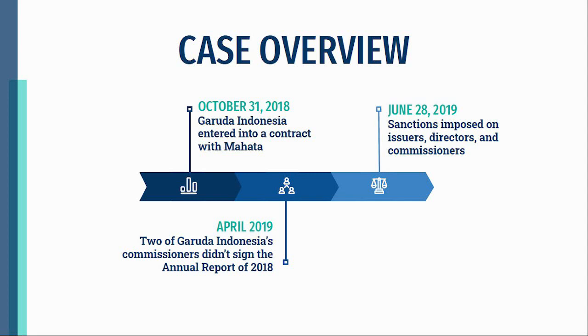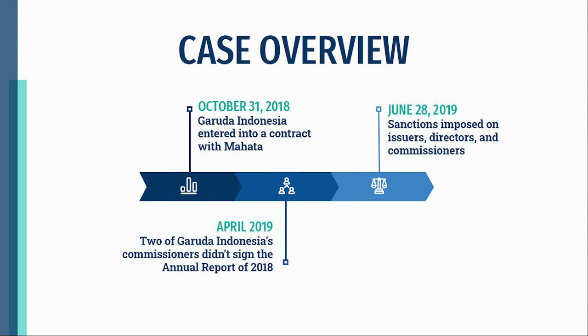And then in April 2019, the problem arose as Garuda Indonesia's financial statement for the period of 2018 was not signed by two company commissioners, namely Chairul Tanjung and Doni Oskaria.